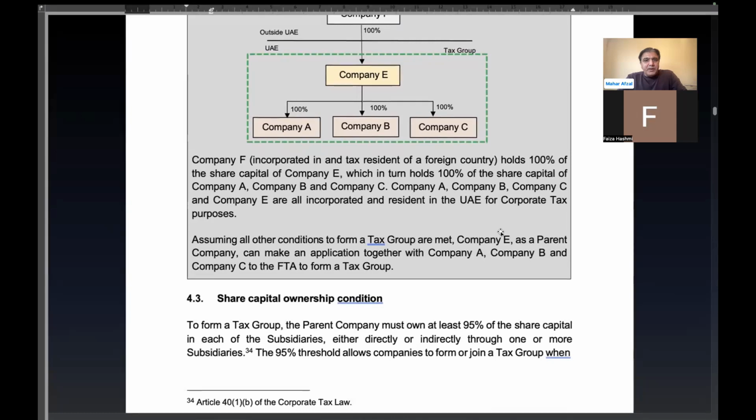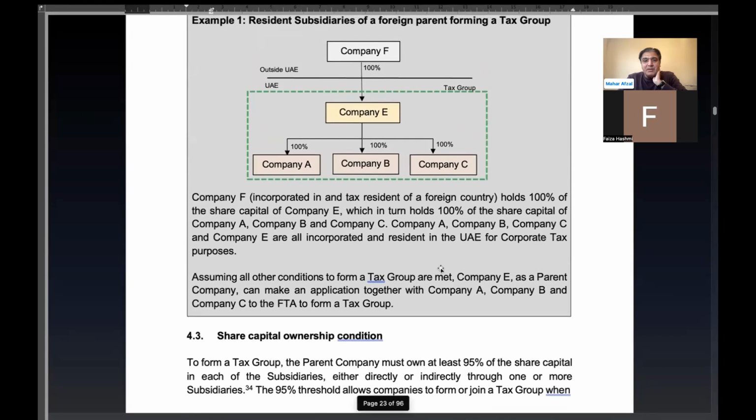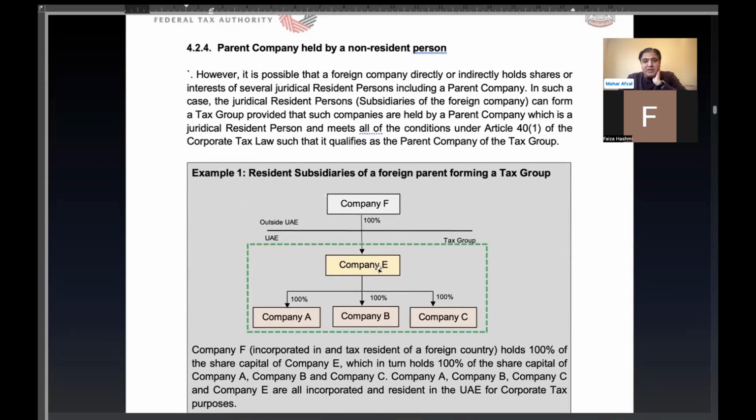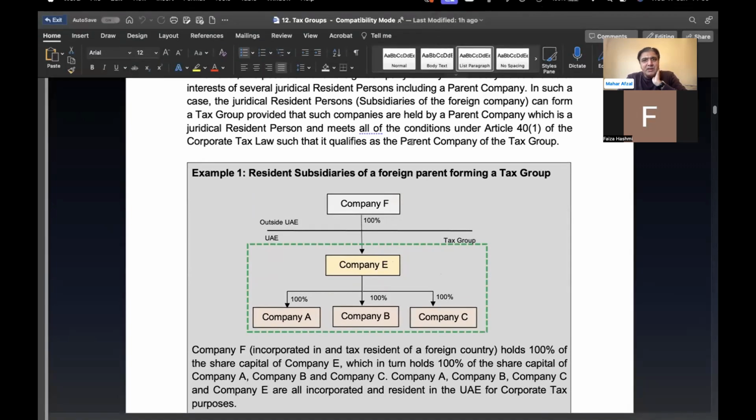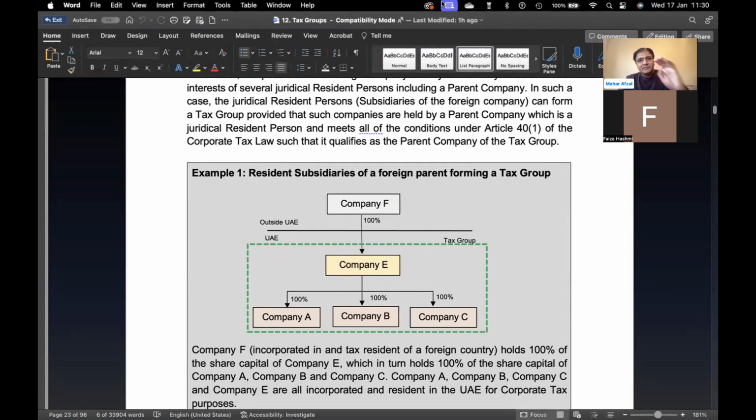So company F, incorporated and tax resident of a foreign country, holds 100% of the share capital of company E, which in turn holds 100% of the share capital of companies A, B, and C. A, B, C, E are incorporated and resident in the UAE for corporate tax purposes. All other conditions to form a tax group are met. Company E as a parent company can make an application together with A, B, and C. Yes, E can become a part of the tax group. F cannot become a part of the tax group. The reason is F is a non-resident company.